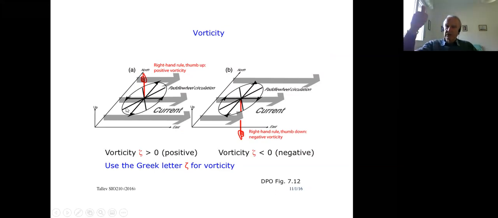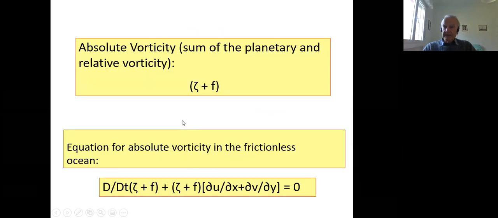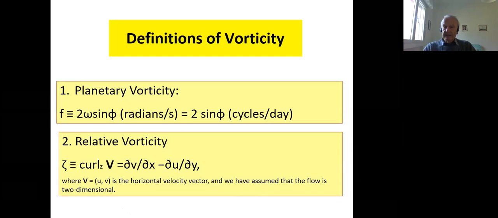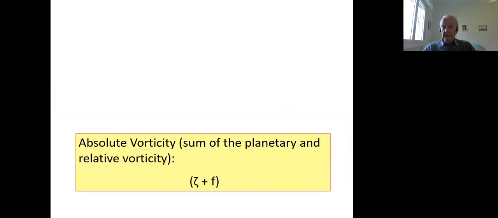The thumb is showing up, and this is the positive vector of the vorticity, and negative is on the other side. This is one thing. The other thing is that the vorticity, the relative vorticity, depends on the horizontal gradient of velocity.